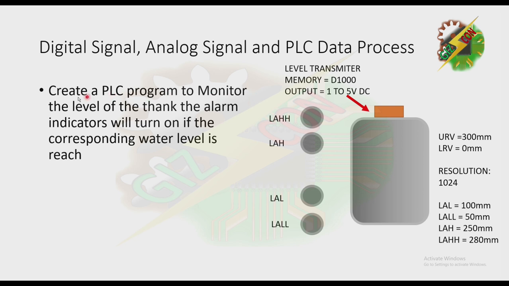Create a PLC program to monitor the level of the tank. The alarm indicator will turn on if the corresponding water level is reached. We have a level transmitter here. We have a PLC data memory of D1000. We have the instrument output of 1 to 5 volts. We have the upper range value of 300 mm, lower range value of 0 mm, resolution of 1024, and these are the alarms.